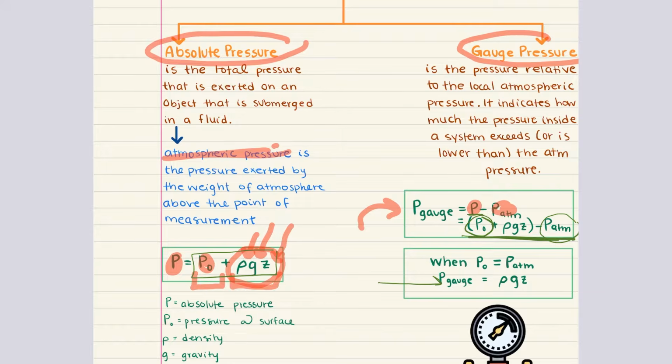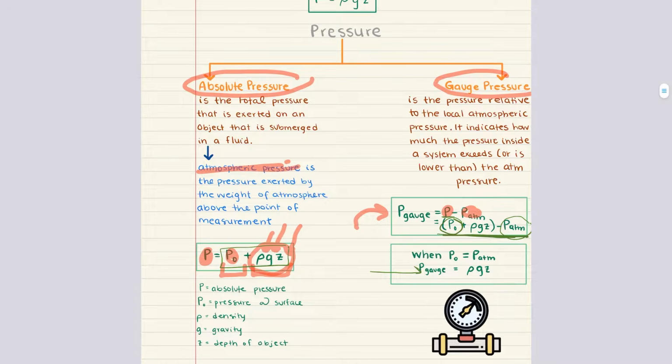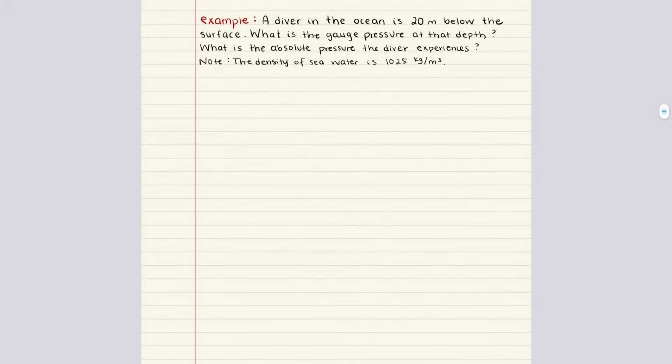Now, to summarize and connect the concepts we just discussed in regards to pressure, remember that atmospheric pressure is the baseline pressure exerted by the Earth's atmosphere. Absolute pressure includes both the atmospheric pressure and the pressure from the fluid itself. And gauge pressure is the pressure measured relative to atmospheric pressure, which is why a tire at 0 gauge pressure is not actually flat. It's just at atmospheric pressure. With that, let's go ahead and tackle a practice problem.